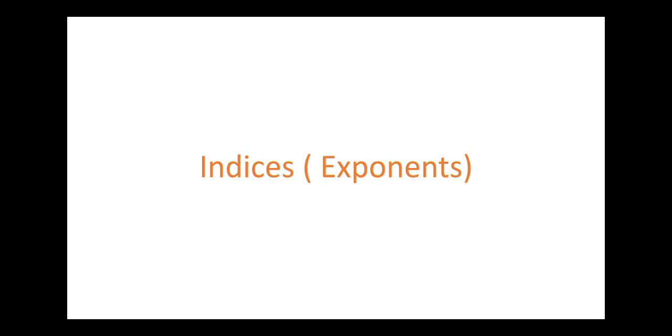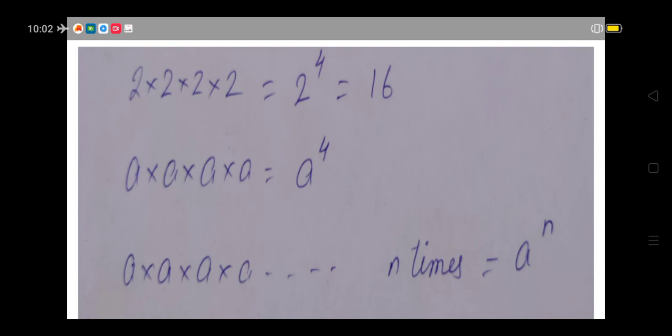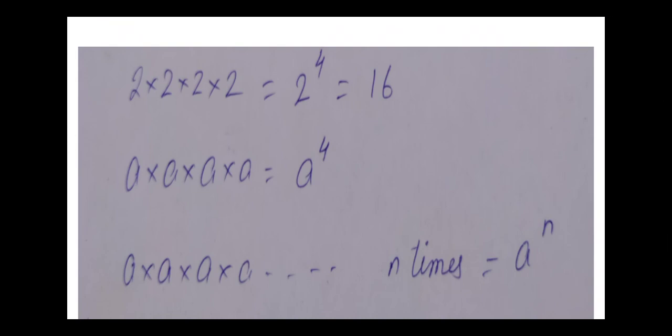Good morning. Today we will start with a new chapter, indices, also known as exponents. So what is 2 multiplied by 2 multiplied by 2 multiplied by 2? Yes, it is 2 to the power 4, that is 16. Here 2 is the base and 4 is known as the power, or index, or exponent.